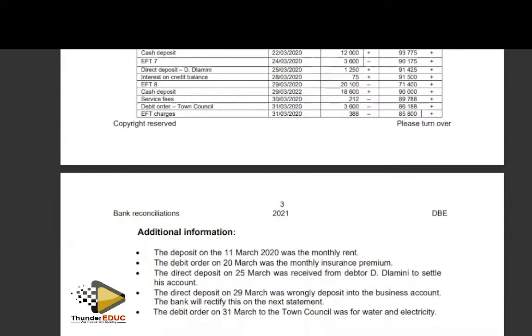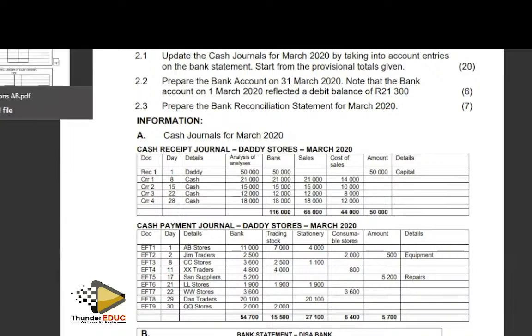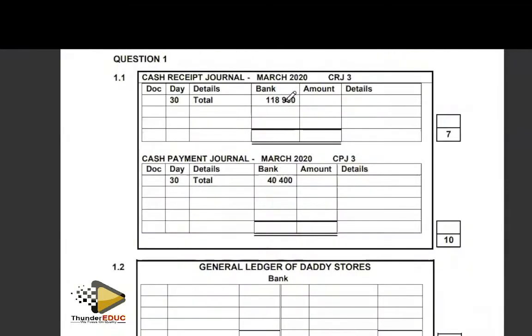The first thing you do, take the totals given to you. We are going to start with these totals in the bank column of the cash receipts journal. We also take the bank column of the cash payments journal. Then we adjust accordingly. This is 116,000. So let me change it here. It was a typing error. So this is supposed to be 116,000.